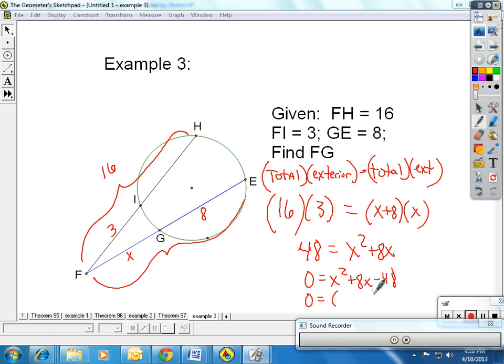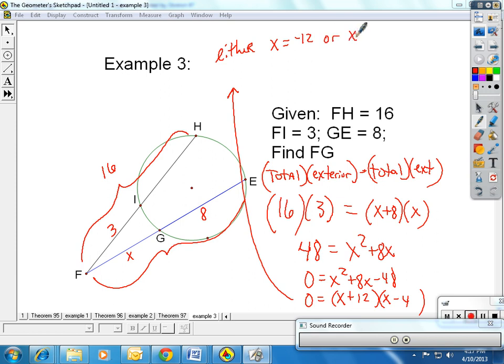So we can expect some factoring to come back into play here. 48 is minus 4 times plus 12, gives you negative 48. Very good. Okay, and so now what are my answers? So either x equals negative 12 or x equals positive 4. Well, since this is geometric, it's got to be a positive value. We found x must be 4, FG must be 4.